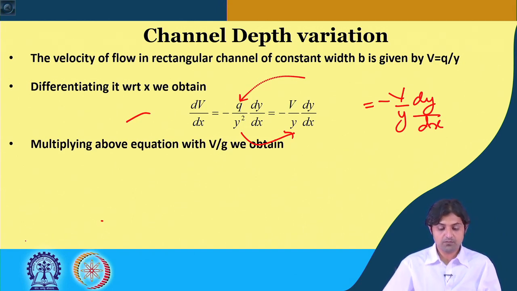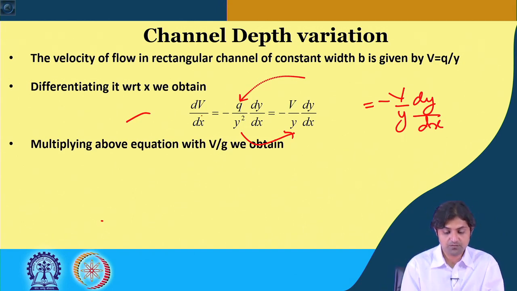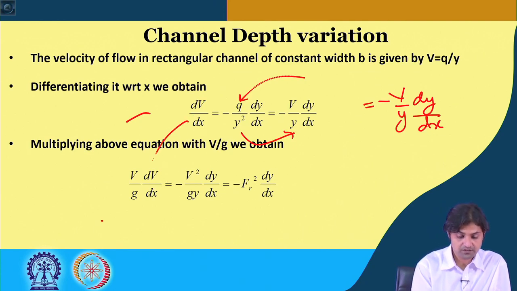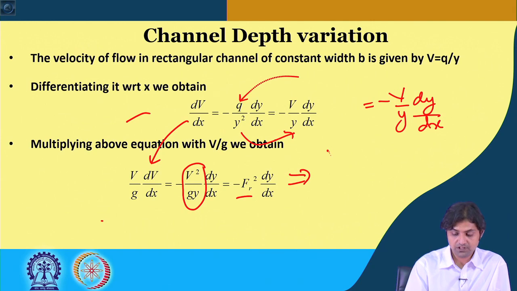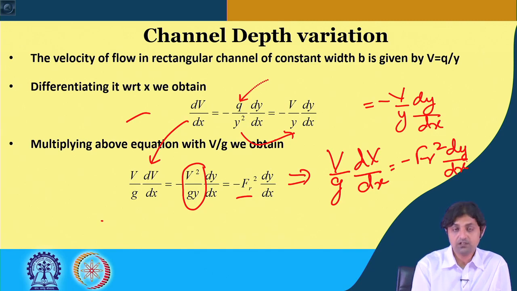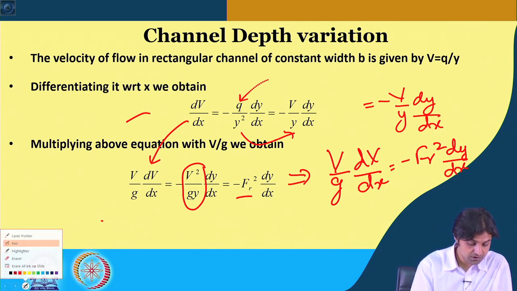If we multiply this equation by v by g, we obtain v by g dv by dx, and on the other side minus v square by g y dy by dx. This v square by g y is the Froude number whole square. So we get v by g dv by dx equal to minus Froude number whole square into dy by dx.